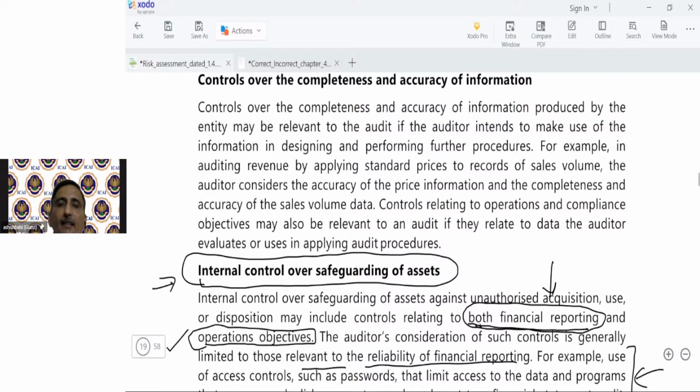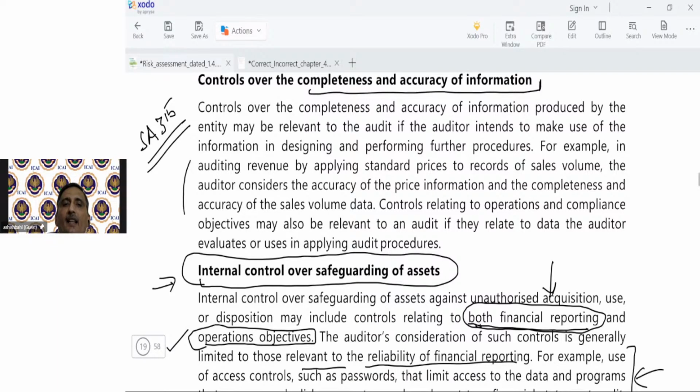Yes guys. So, controls over completeness and accuracy of information. Now this is also an example given in SA 315. So we first consider the example. Say the auditor wants to be assured about the total sales of the company, the total revenue of the company.